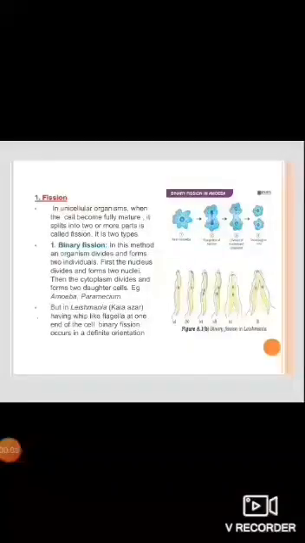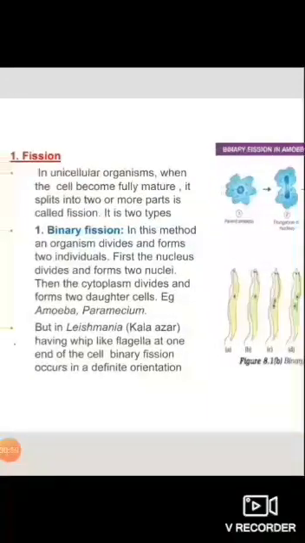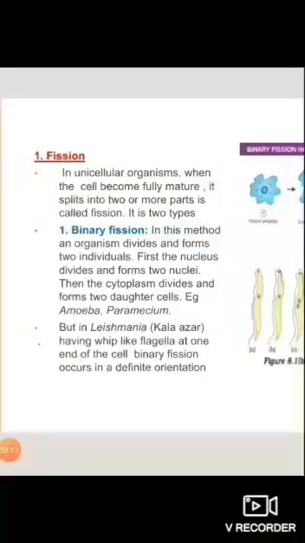Now we start asexual reproduction, the first type, that is fission. Fission is the process which occurs in unicellular organisms. Unicellular organisms mostly participate in the fission process. Fission is of two types, binary fission and multiple fission. First we'll start with binary fission. In the name itself it is there, bi means two. After the fission process, the organism produces two new individuals. Binary fission is a common process in amoeba.